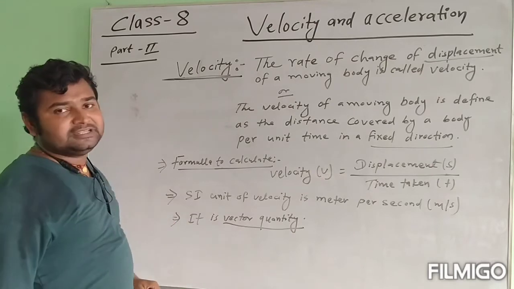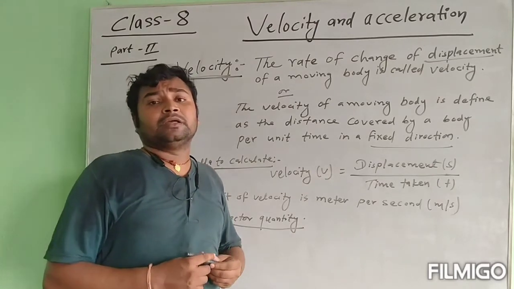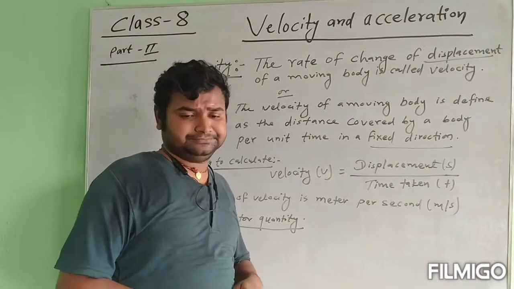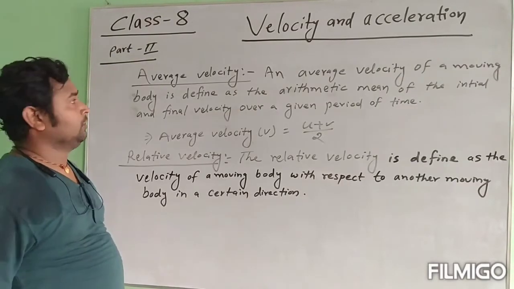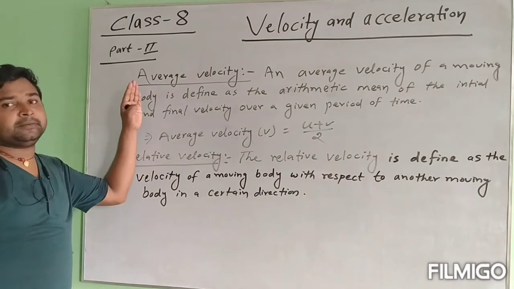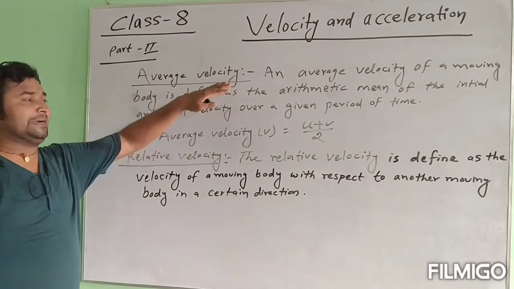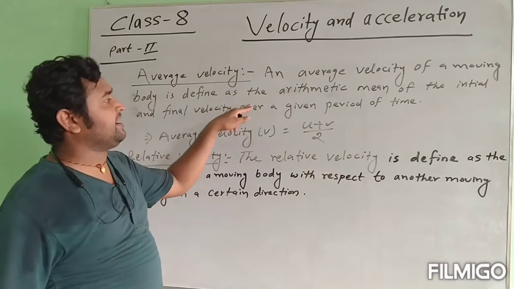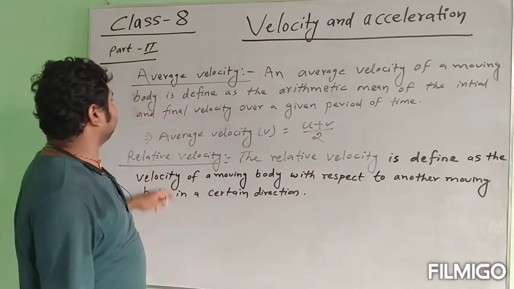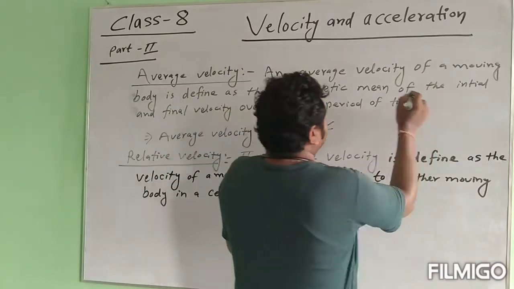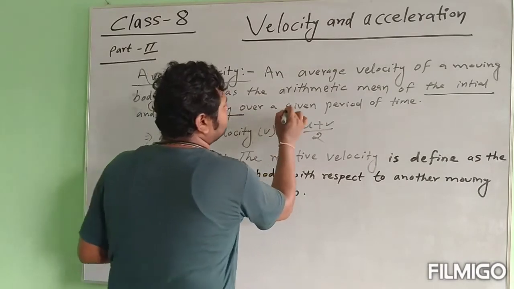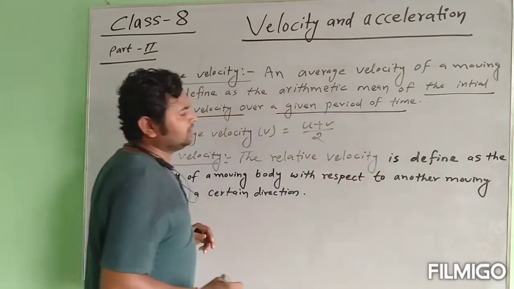Okay. Now we will discuss more. The average velocity. What is the average velocity? The average velocity of a moving body can be defined as the arithmetic mean of the initial and the final velocity over the given period of time.